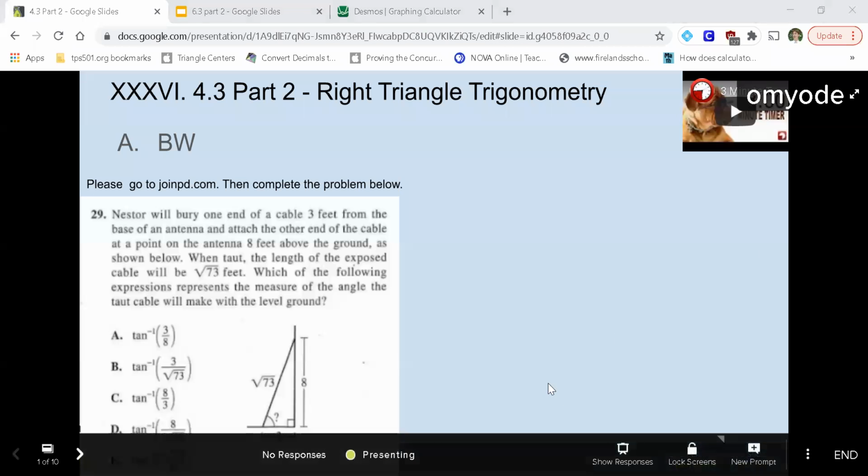All right, so this is a question taken from the ACT that has you use trigonometry. So I'll give you 3 minutes to try this one, and then we'll go over it.